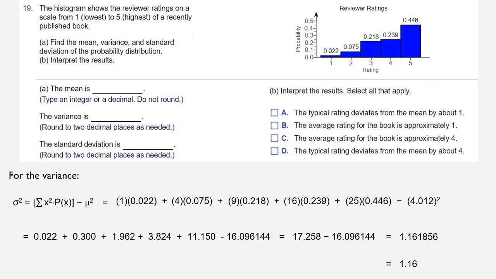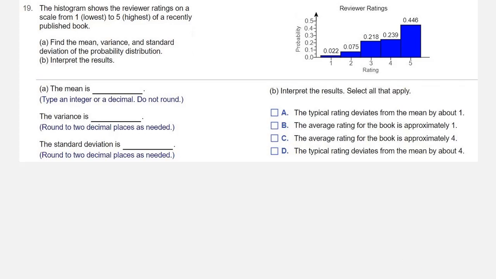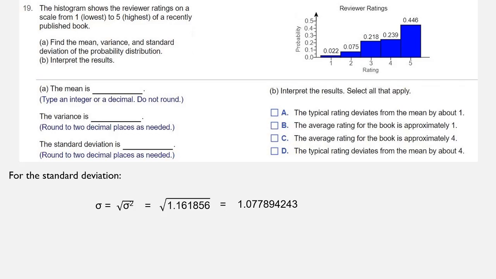To find the standard deviation, it's always the same. We always take the square root of the variance. So sigma is the square root of sigma squared. Now we don't use the rounded value. We always use the most accurate value possible. So we'll take the square root of 1.161856, which gives us 1.077894243, rounded to 2 decimal places, gives us 1.08.